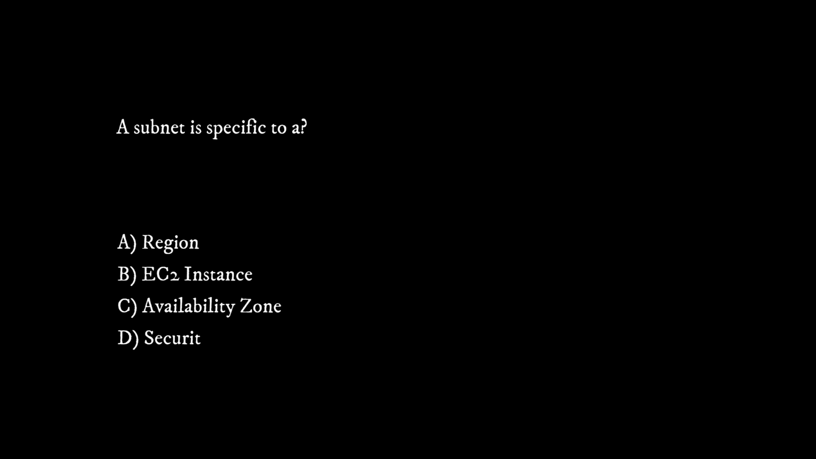Question 2. A subnet is specific to a: A, region; B, EC2 instance; C, availability zone; or D, security group. A is wrong. A VPC is what spans a whole region. B is also wrong. C is correct. A subnet is within a VPC and specific to a certain availability zone. D is also wrong. The security group is a different concept. It controls who or what can reach an EC2 instance, or other services, but not a whole subnet.